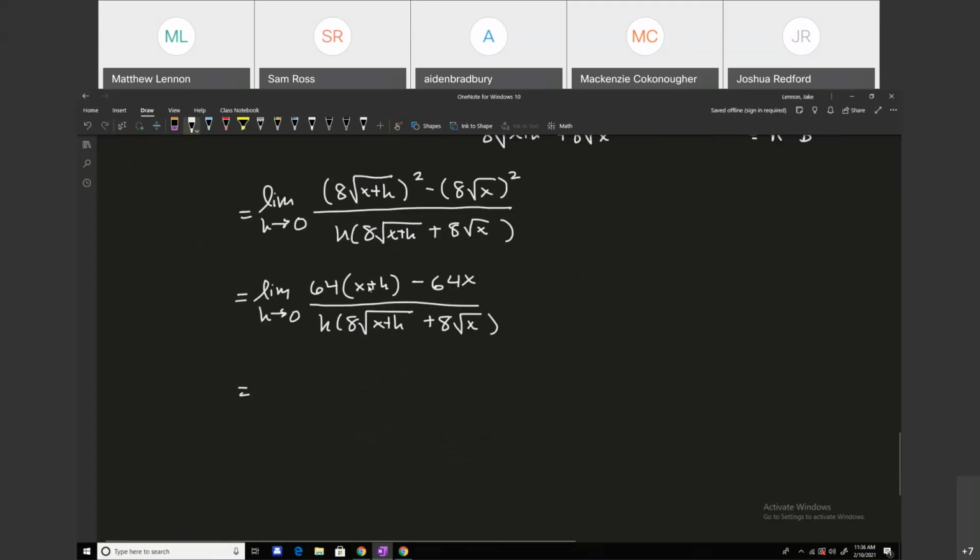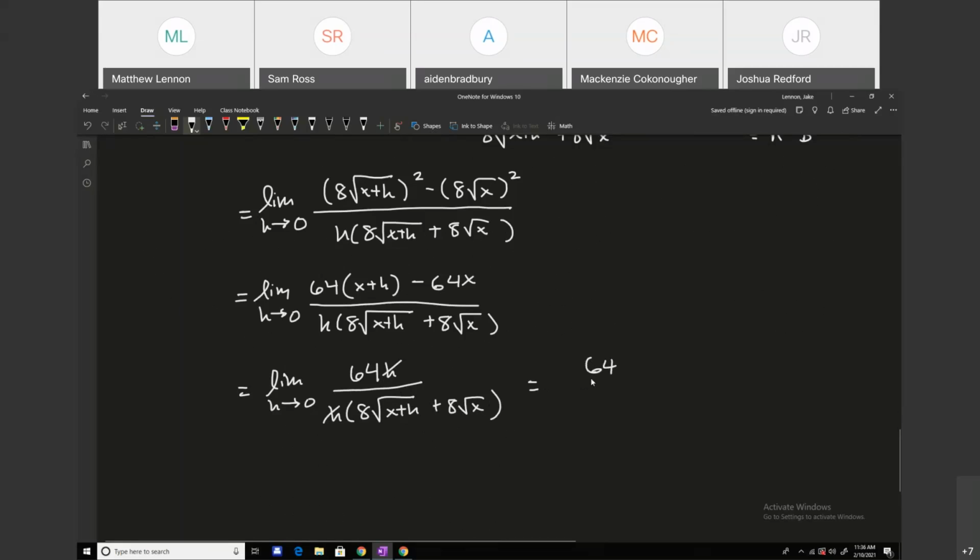So on top, you're going to get 64x plus 64h minus 64x. So the 64x's will cancel. So I'm just going to have 64h on top over h times this 8 square root x plus h plus 8 square root x. So after all that work, we see that the h's cancel, or at least the h that we care about. So the remaining one we can plug in 0 for.